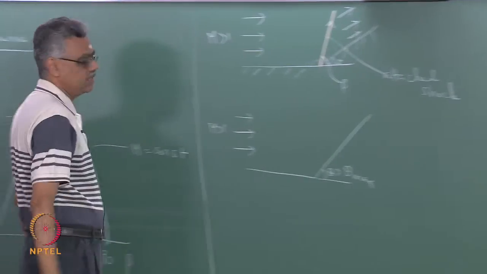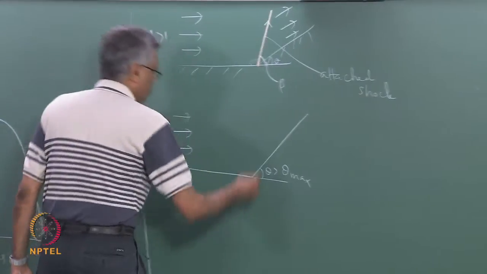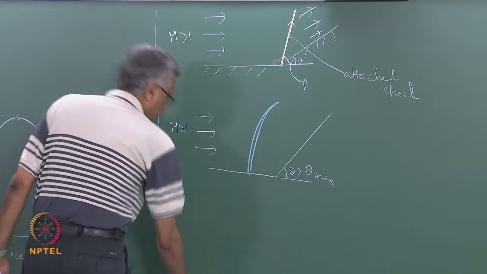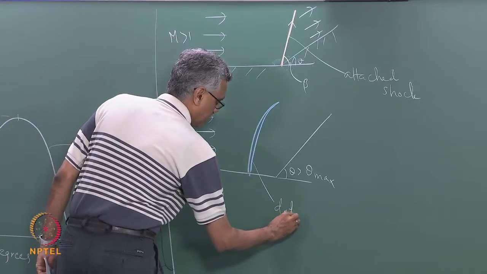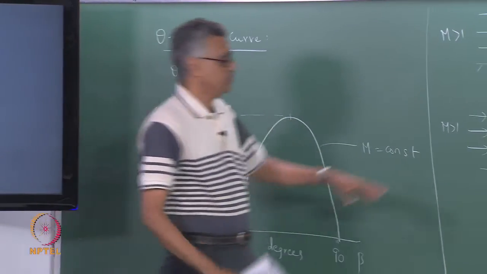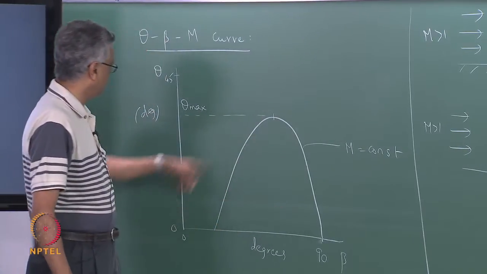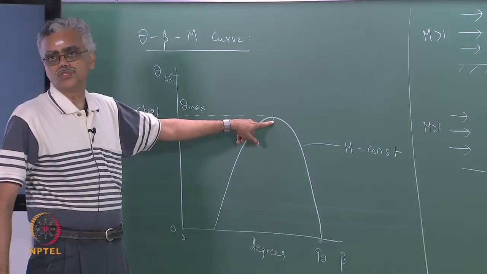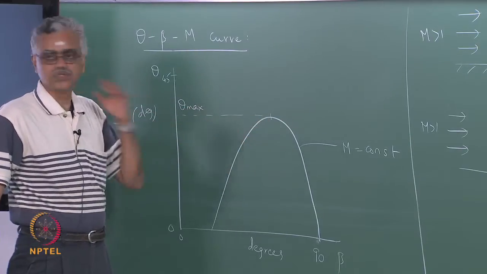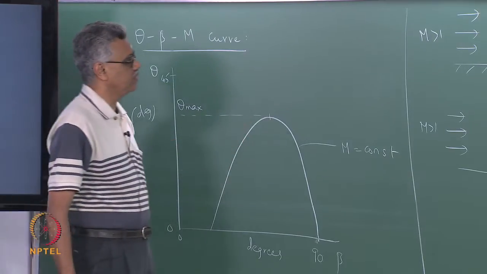Now, in this case, when theta becomes larger than theta max, then an attached shock wave solution is not possible and the shock wave becomes detached and looks something like this. So, this is detached. The shock wave detaches from the corner and then moves like this. So, if I keep M constant and vary theta, attached shock wave solutions are possible only up to a certain value of theta. Above this, for this Mach number, solutions are not possible. Okay? That is the first point that we notice from this.